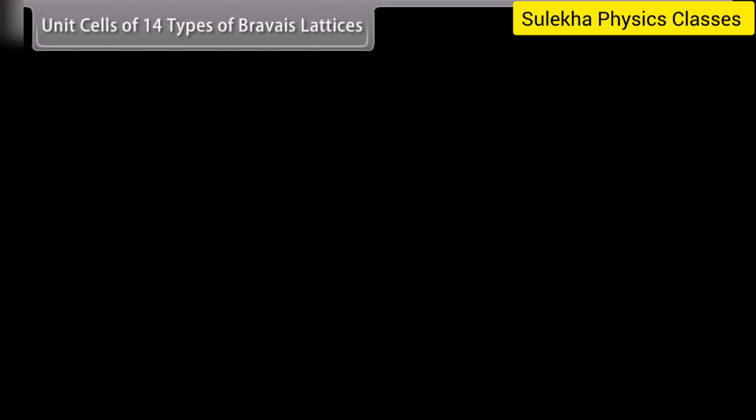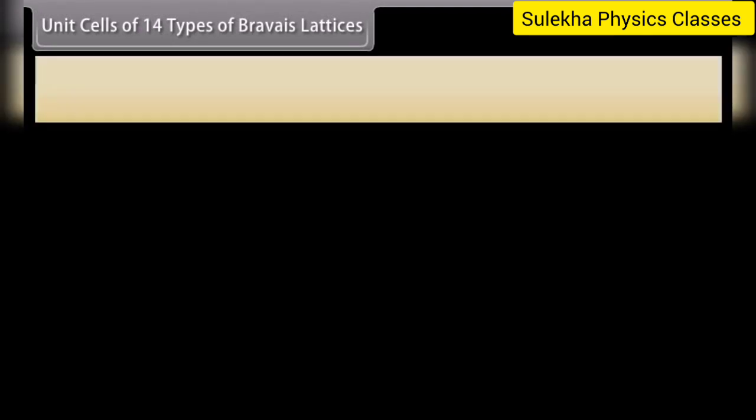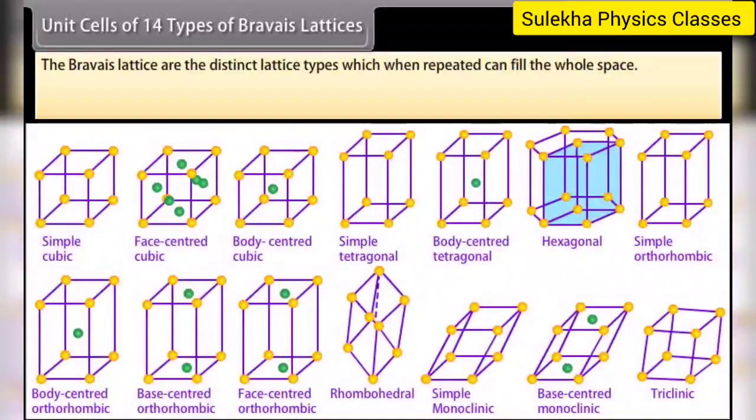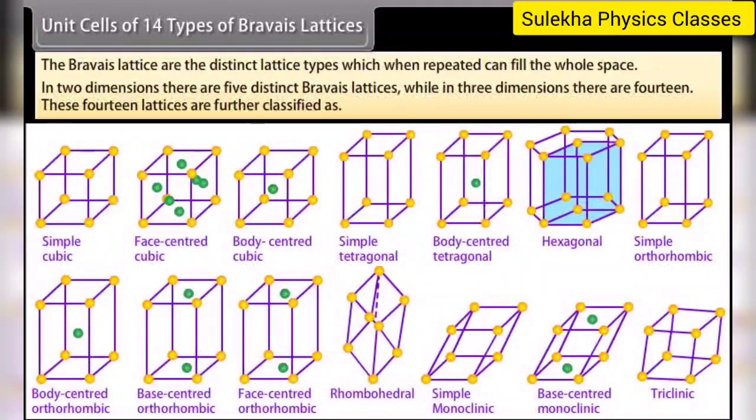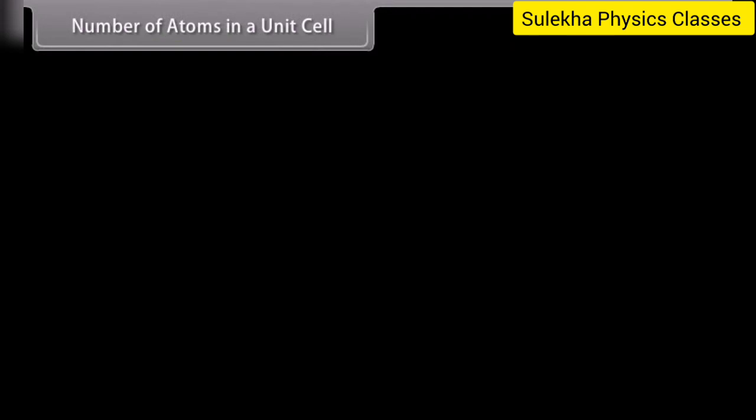Unit cells of 14 types of Bravais lattices. The Bravais lattices are the distinct lattice types which, when repeated, can fill the whole space. In 2 dimensions, there are 5 distinct Bravais lattices, while in 3 dimensions, there are 14. These 14 lattices are further classified as per the number of atoms in a unit cell.